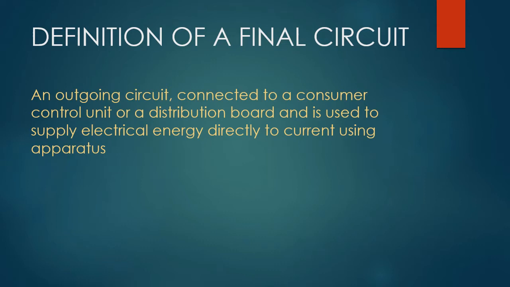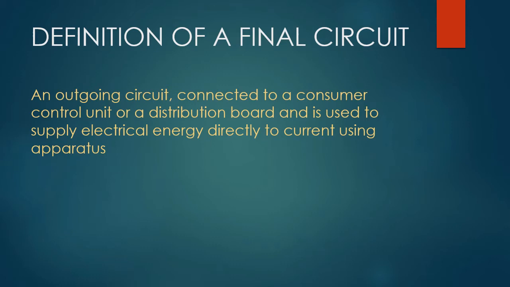I'll repeat the definition of a final circuit. A final circuit is basically an outgoing circuit, and that outgoing circuit is connected to a consumer control unit for single phase installation or to a distribution board for three phase installation, and it is supposed to supply electrical energy from the consumer control unit or from the distribution board to other points which can be used by apparatus.